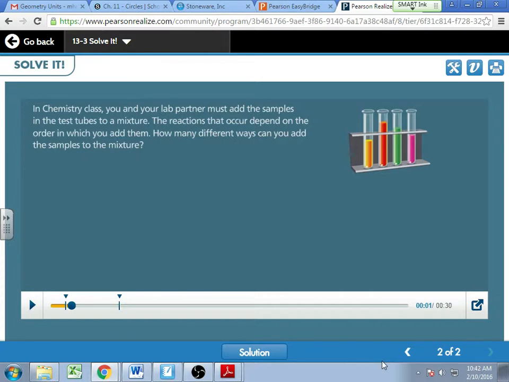What is the difference, does anybody know, between permutations and combinations? You don't have to know which one's which. Just what is the difference? Liam, your hand is up first. Okay, a permutation is where order matters and a combination is where order doesn't.